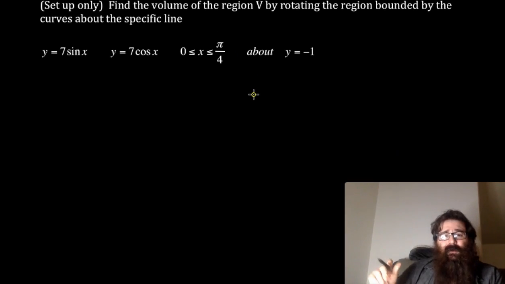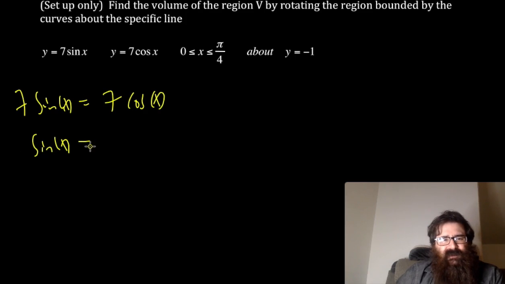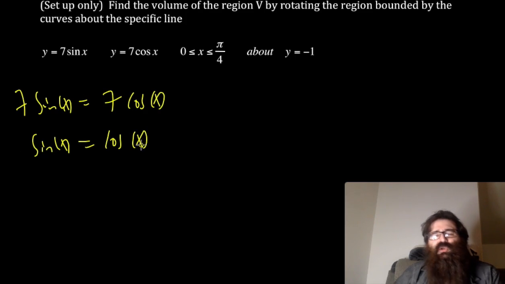Now I can start by finding where these two functions intersect. So we'd say 7 sine of x equals 7 cosine x. Right away I can divide both sides by 7, so this is sine of x equals cosine of x. You can work with tangent. You can think about inverse tangent, arctangent. However, I think this is something we should be able to solve right away by inspection. And since we're restricted to values of x that are between 0 and pi over 4, there's really no ambiguity, right? There's only going to be one value that works.